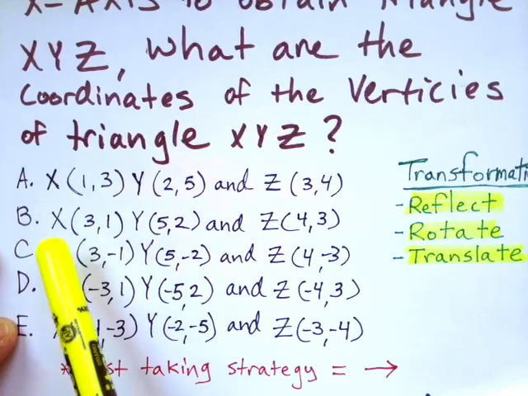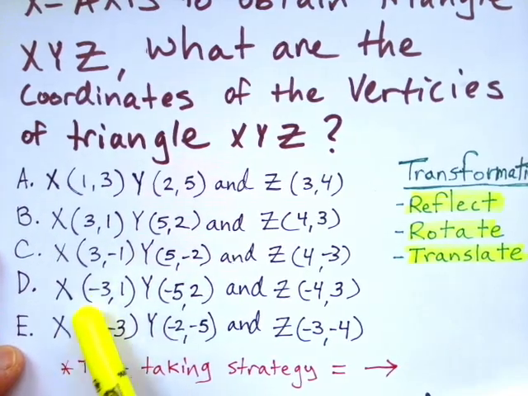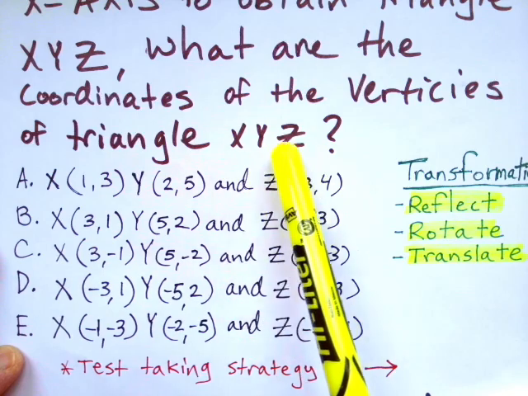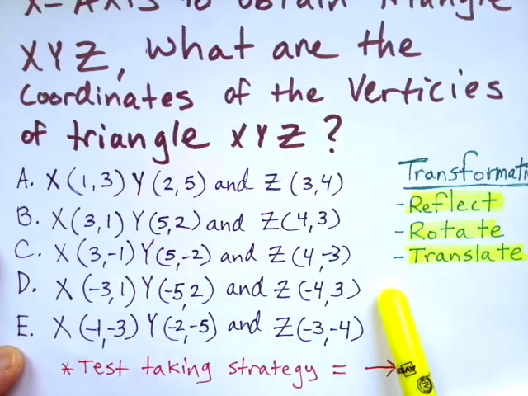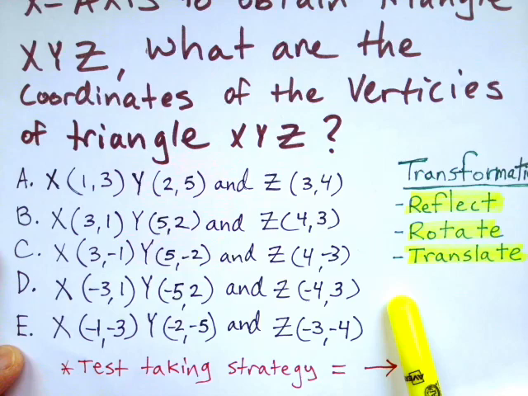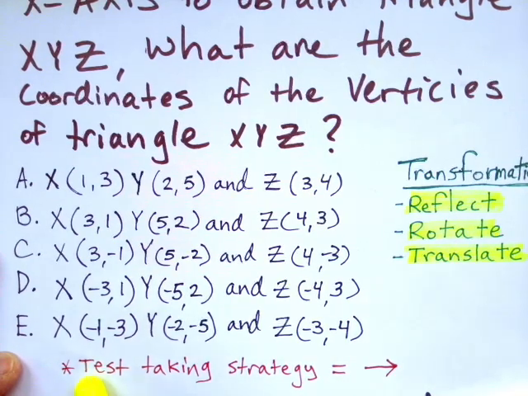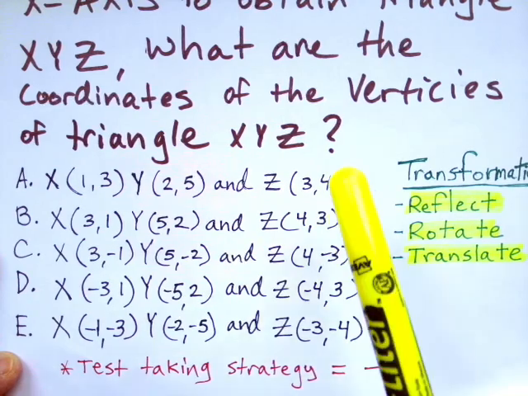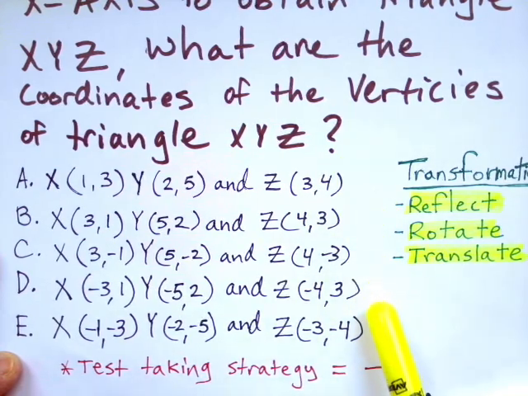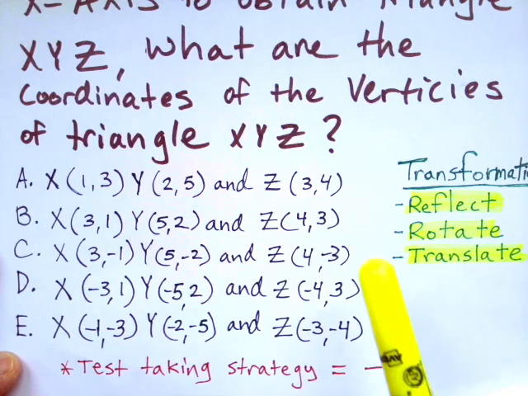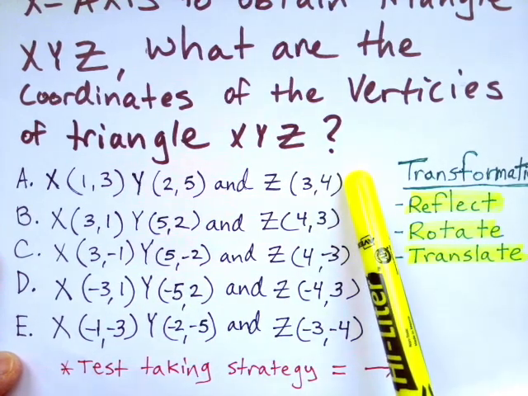So each of these, A, B, C, D, and E, represents a point, X, Y, and Z, that's been reflected over the x-axis. So if you know anything about a coordinate plane on an x and y axis, if you reflect from a positive y value over the x-axis, you're going to end up with a negative y value. This is where the test-taking strategy comes into play. Which options, A, B, C, D, or E, has a y value that's negative? My y values for A are positive.